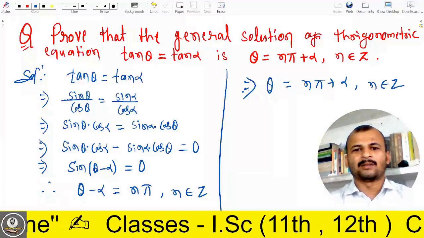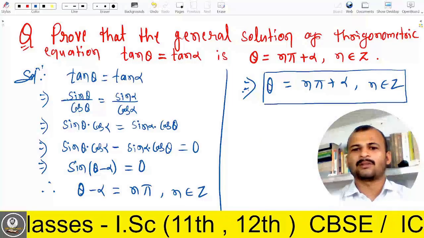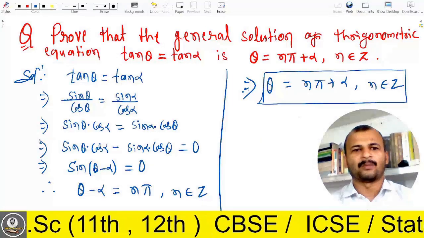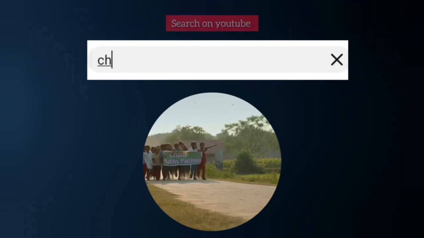And this is the required general solution of the given trigonometric equation. I hope you all have understood it.